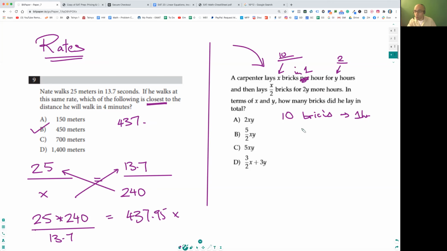So in 2 hours, how many bricks can you do? You're going to do 10 times 2, so that's 20. But just leave it as 10 times 2. Now here, this is a hard problem, so don't worry if you don't get it, okay?